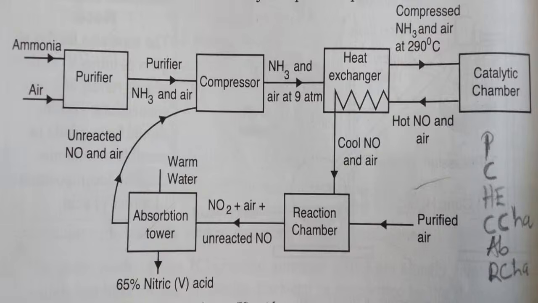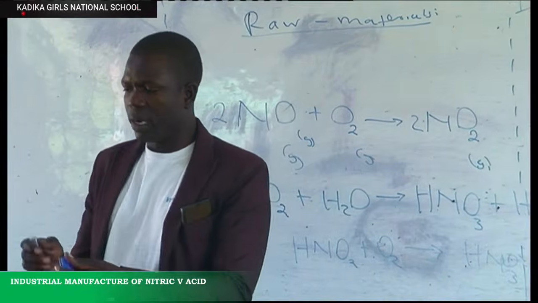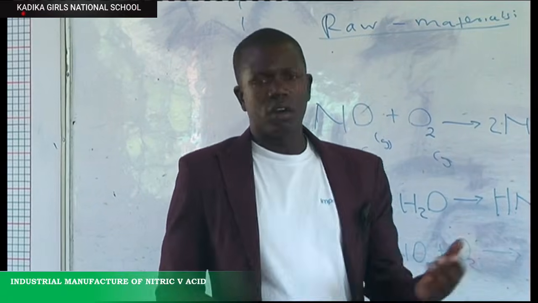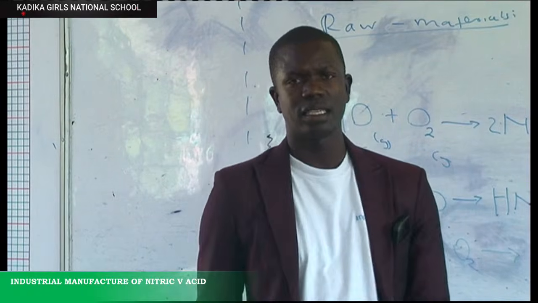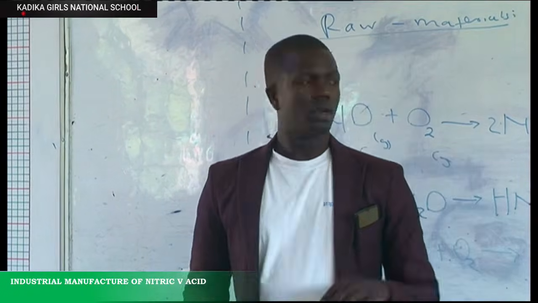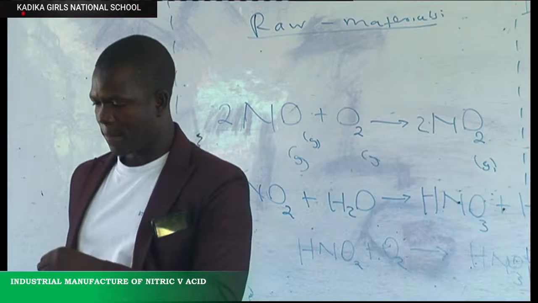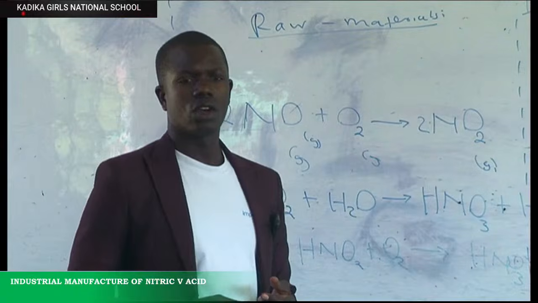Finally, I want us to agree that we have very many uses of the acid. One, these acids are used in the manufacture of fertilizers, explosives, dyes, and plastics. The acid is also used in manufacturing of drugs. One of the fertilizers is ammonium sulfate, which is made from a component of that nitric 5 acid. So this is as far as the industrial process is concerned.